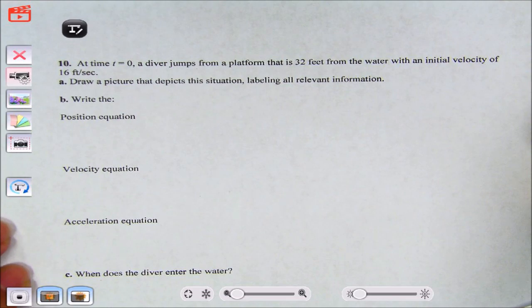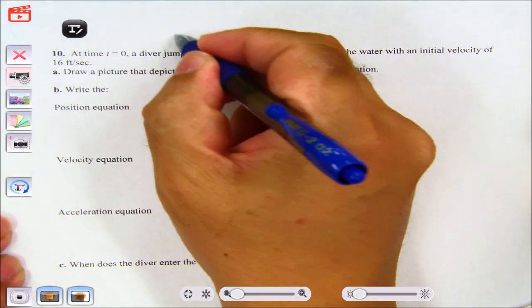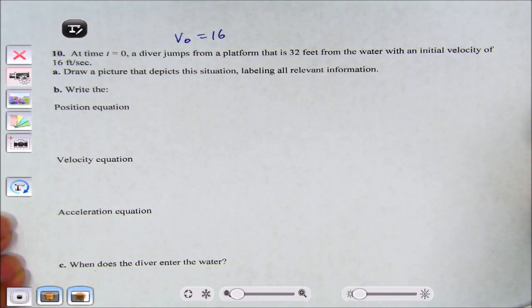Alright, this is problem 10, page 92. Time t equals 0. A diver jumps from a platform that is 32 feet from the water with an initial velocity of 16 feet per second. So my v sub 0 equals 16. Draw a picture that depicts this situation, labeling all relevant information.